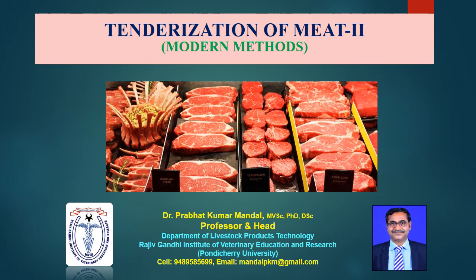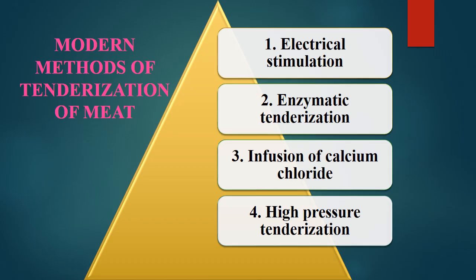Of all those, in the mechanical methods, there is involvement of modern scientific machineries for tenderizing the meat. Today we will talk about the more advanced and more modern methods of tenderization, like electrical stimulation, the enzymatic method, the calcium chloride infusion, and the high pressure method for tenderization. As I mentioned, today we are going to discuss these four modern methods of tenderization of meat.